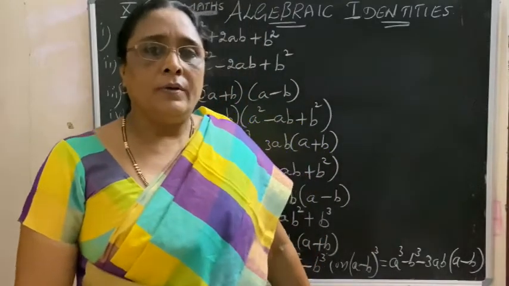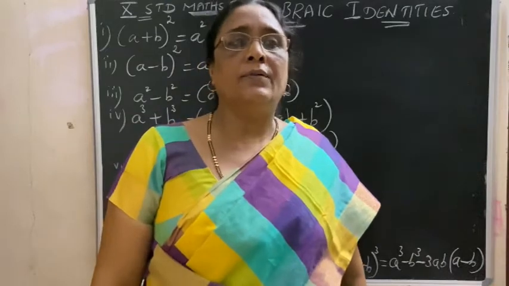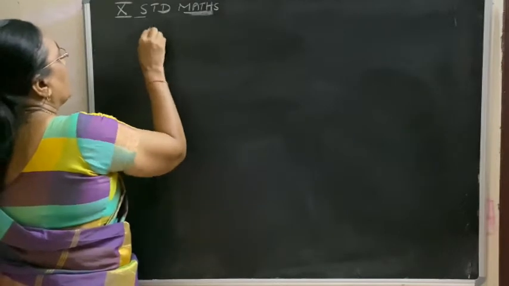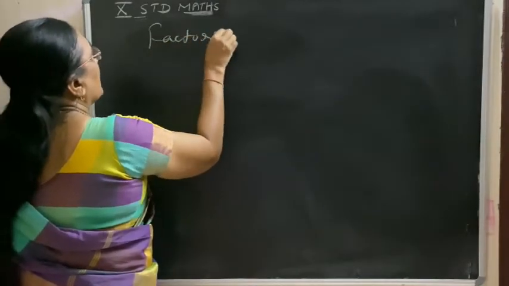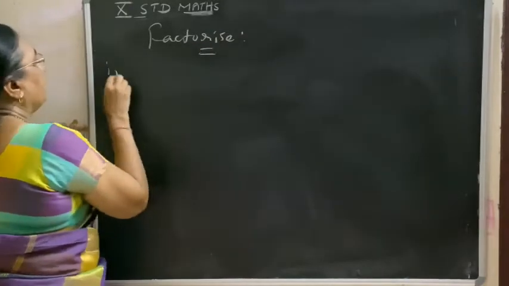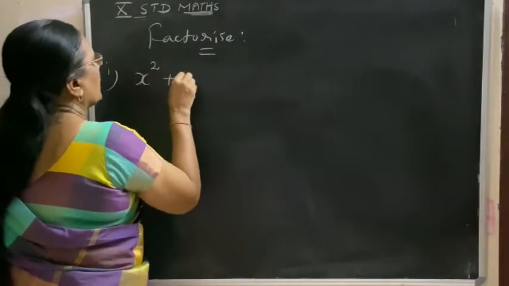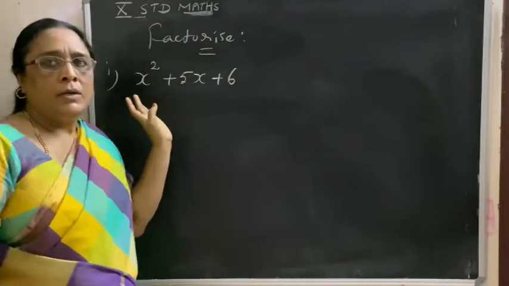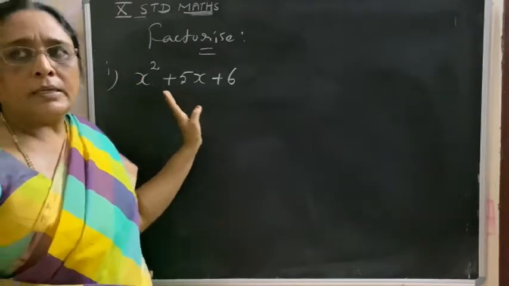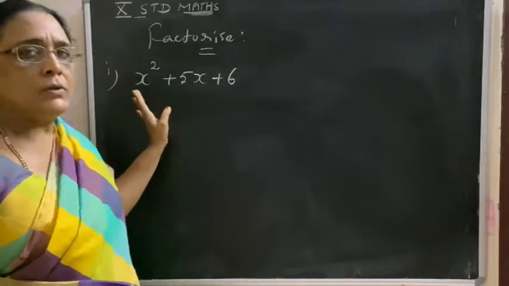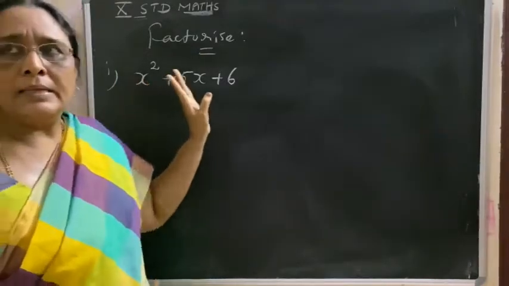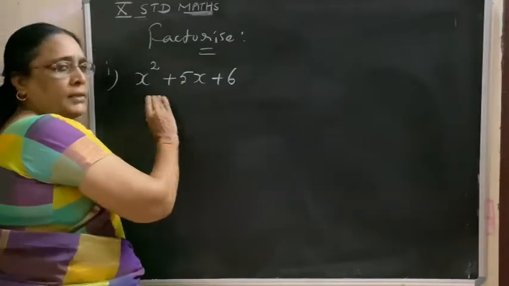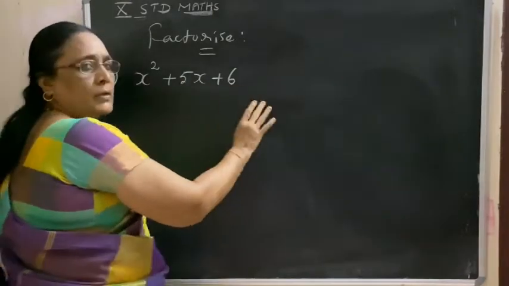Okay, so all of you listen to how we do the factorization of a quadratic polynomial. Next we factorize the given quadratic polynomial. The first type is x square plus 5x plus 6. In this, see how the terms are given. Whether all the terms are in minus, or all the terms are in plus, or whether any one term is in minus, you have to check it. Now, in this quadratic polynomial, all the terms are in plus.